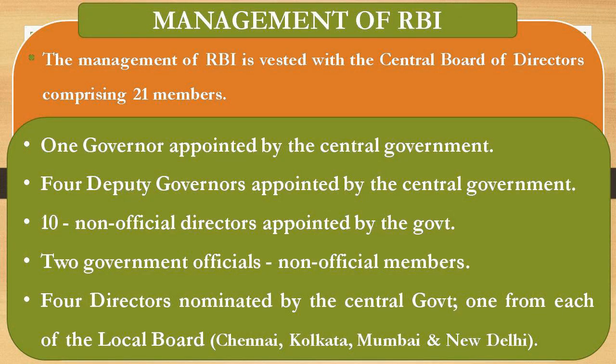It suffices to say that RBI governor holds office at the pleasure of the central government. Okay, now what about the management of RBI? The management of RBI is vested with the central board of directors. Please underline that term, central board of directors, that you know consists of 21 members. 21 അംഗങ്ങളുള്ള സെൻട്രൽ ബോർഡ് ഓഫ് ഡയറക്ടേഴ്സാണ് ആർ ബി ഐൻ്റെ കാര്യങ്ങളൊക്കെ മാനേജ് ചെയ്യുന്നത്.